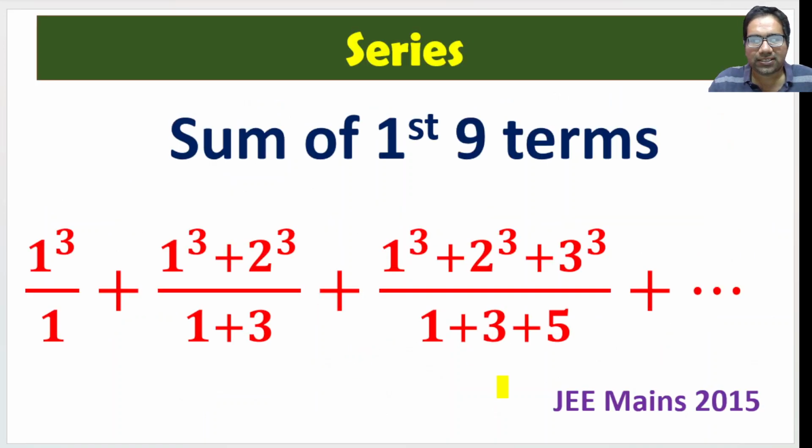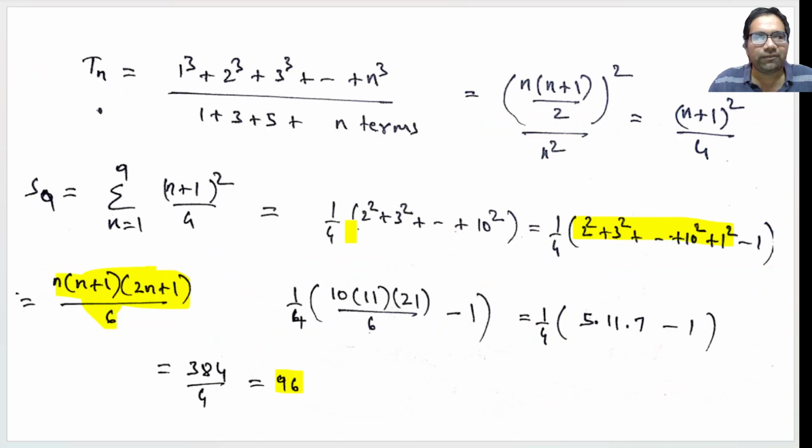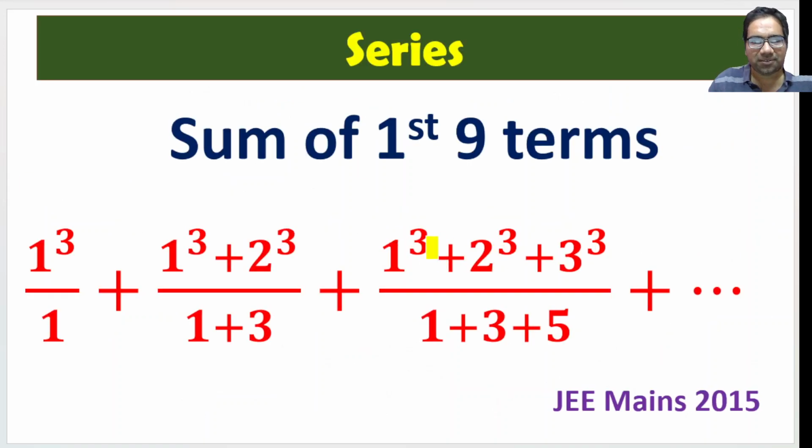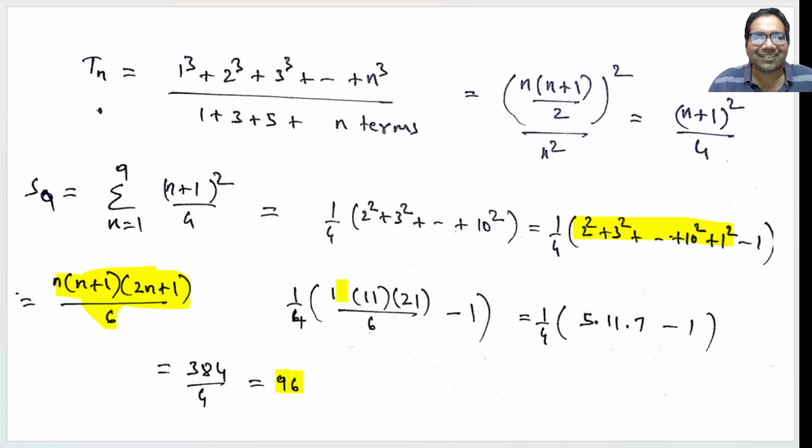Now, this problem was given in JEE Mains in a simplified format. It is clearly given as 1 cube, 2 cube, 3 cube, etc. But even if it is given in another format, for example, if they had calculated these numbers, like 3 cube 27 plus 2 cube 8 plus 1, 36 by 9, then also we should be able to do this kind of problem, even if they had given it in some other format. Thank you.